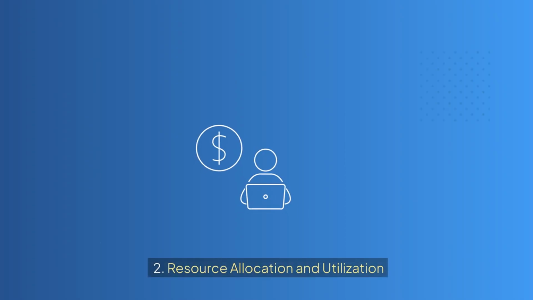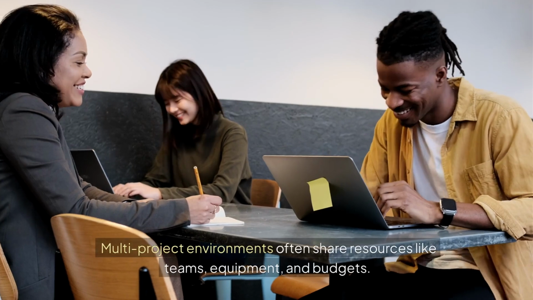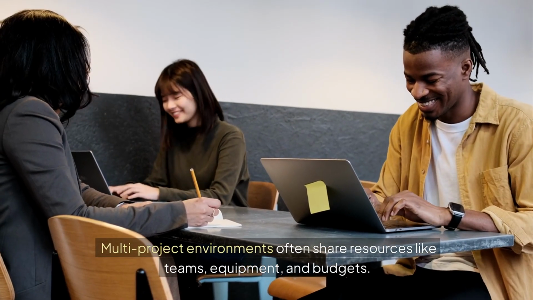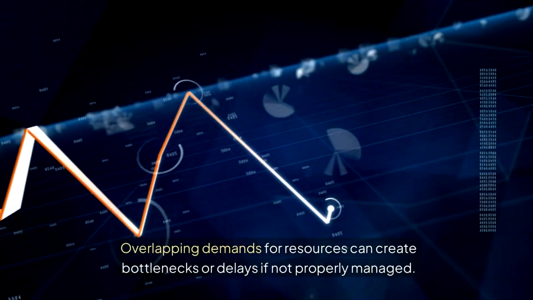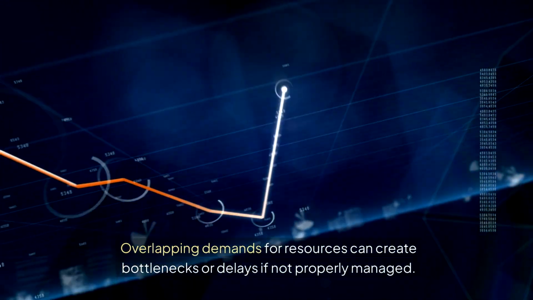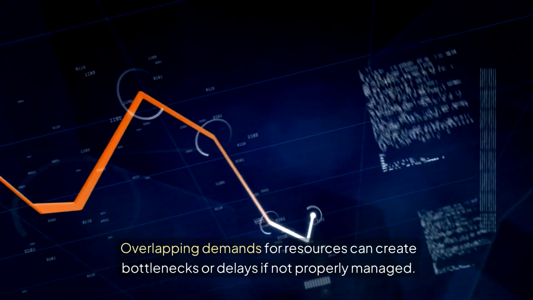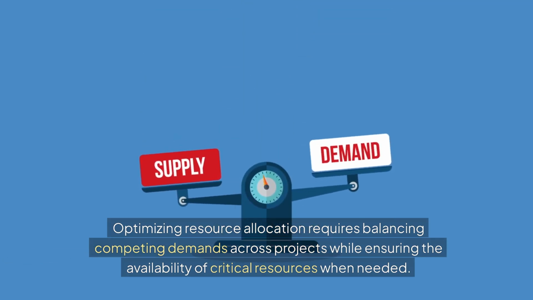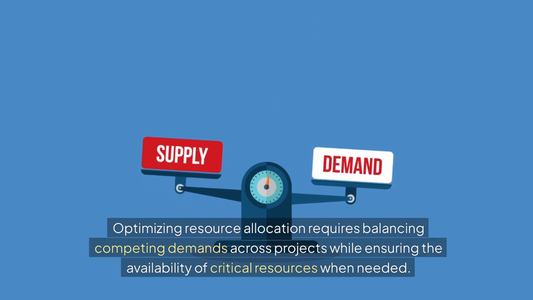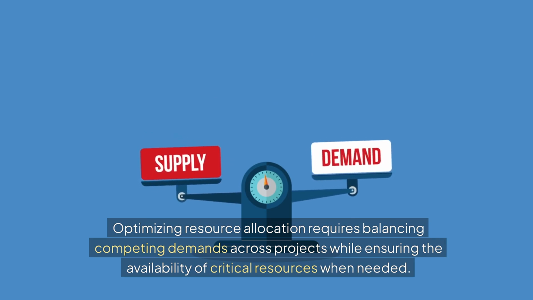2. Resource allocation and utilization. Multi-project environments often share resources like teams, equipment, and budgets. Overlapping demands for resources can create bottlenecks or delays if not properly managed. Optimizing resource allocation requires balancing competing demands across projects while ensuring the availability of critical resources when needed.